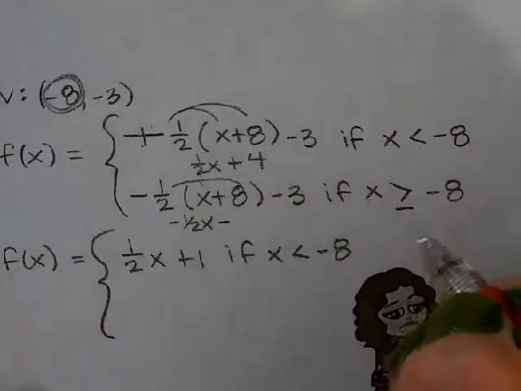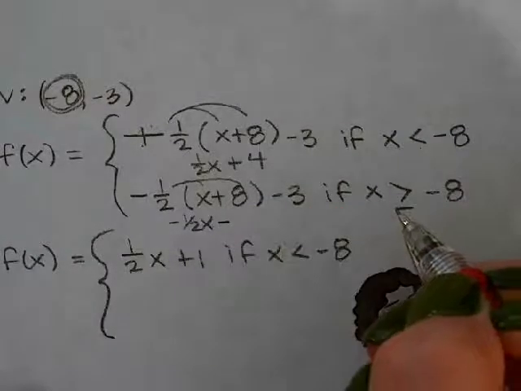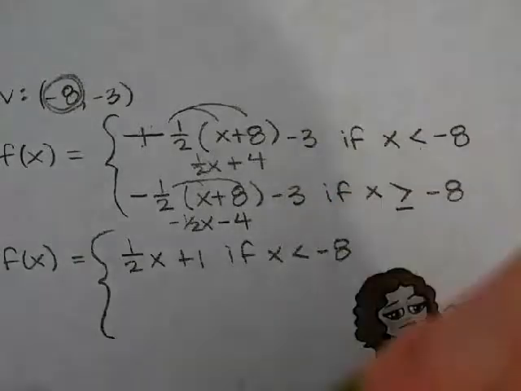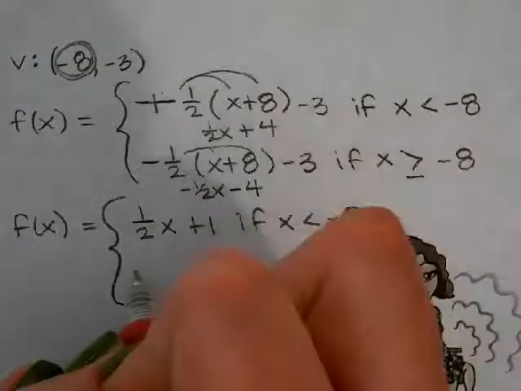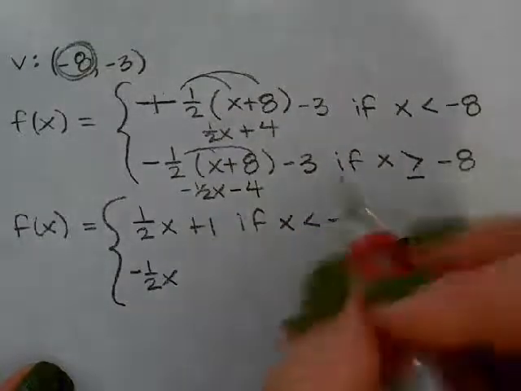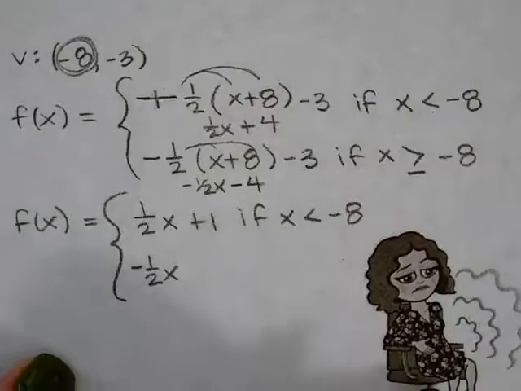So the second one is negative 1/2 x. And then what's the number? -7. If x is greater than or equal to -8.